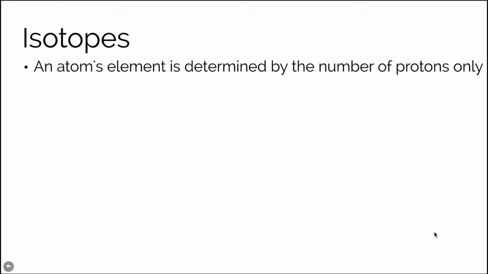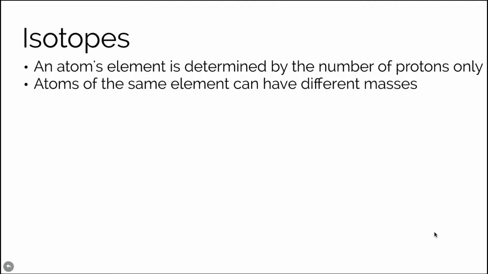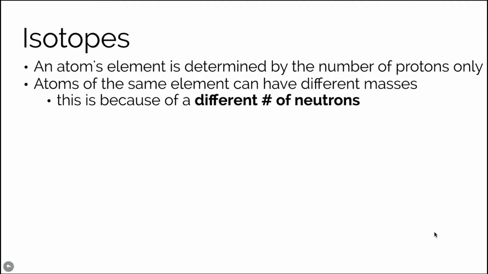All right, so now, we just talked about how every element is different from each other because of the number of protons that they have, right? So this is that defining characteristic of what makes hydrogen and helium different, is that they have different numbers of protons. But now, sometimes we can have atoms of the same element, the same number of protons, and they have different masses. So they're slightly different from each other. And so this happens because we can have a different number of neutrons and it doesn't really affect the element that we have.